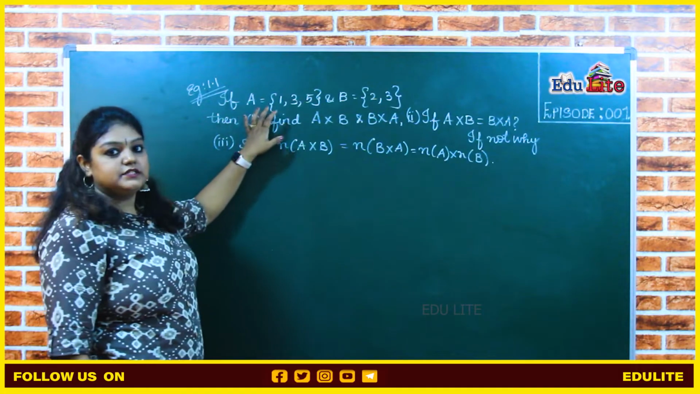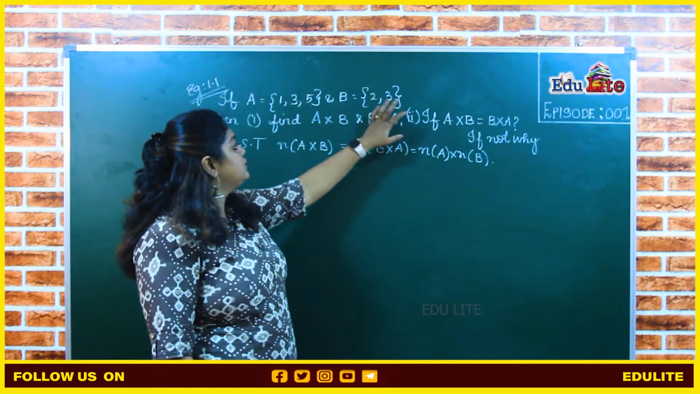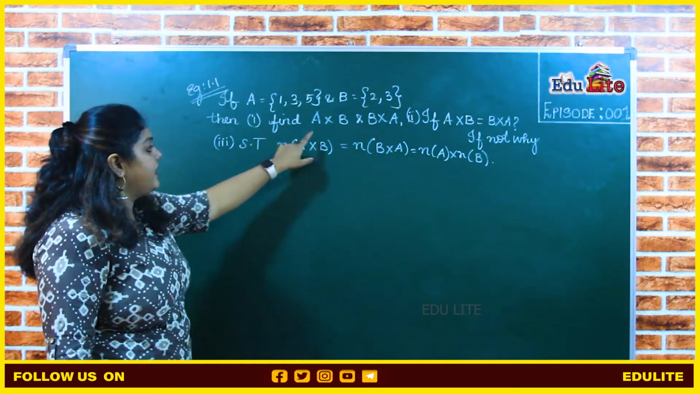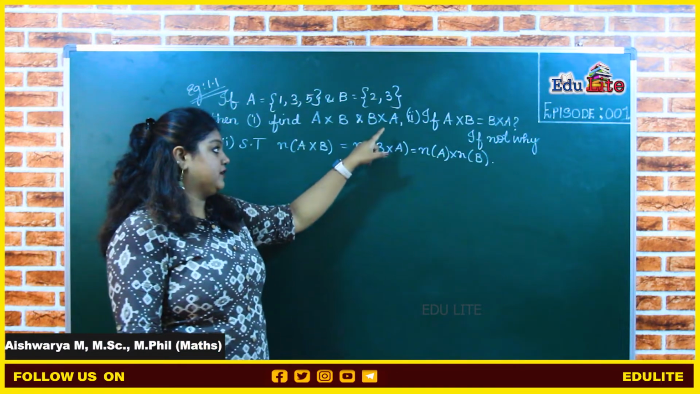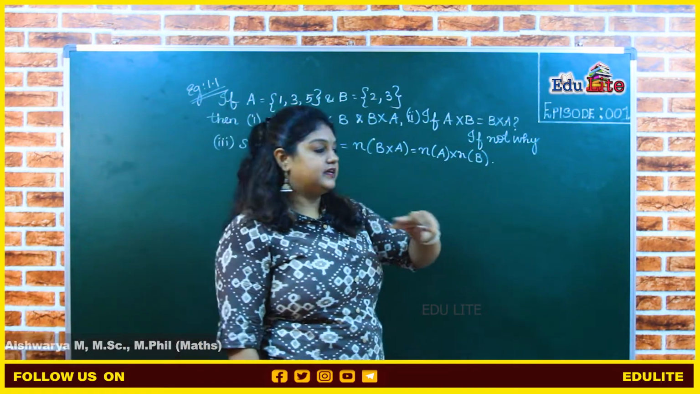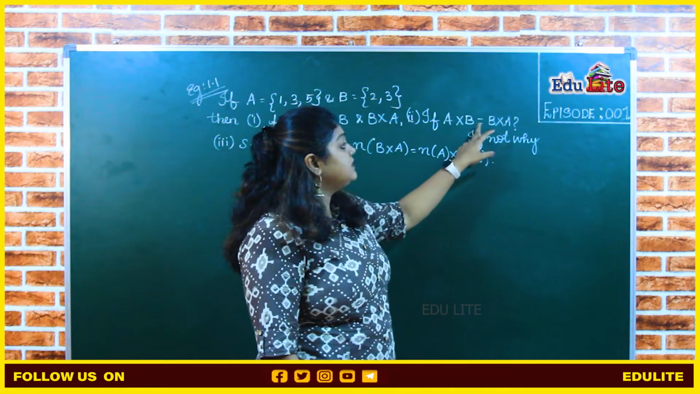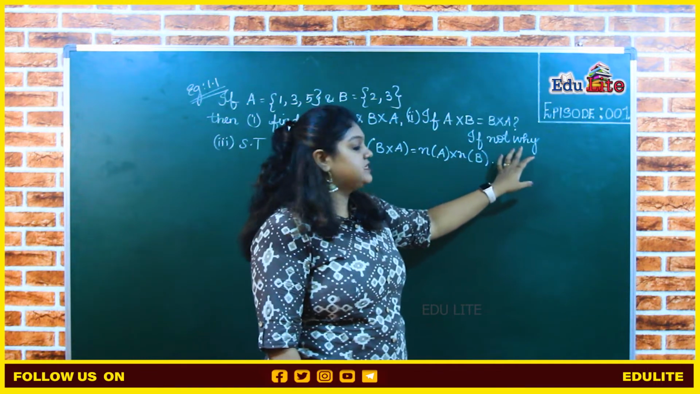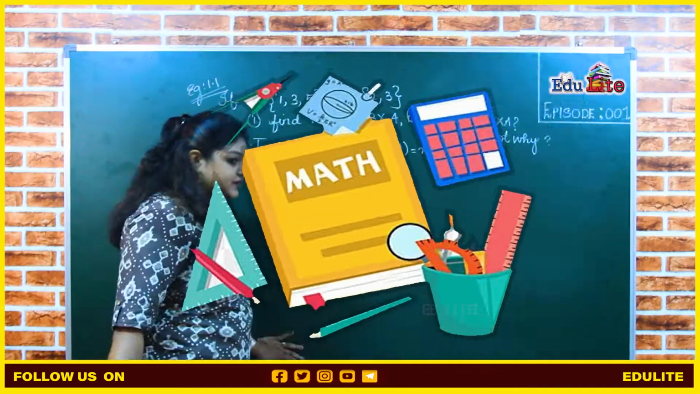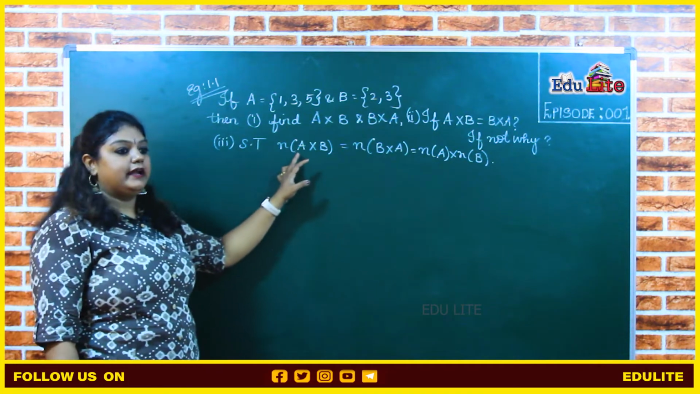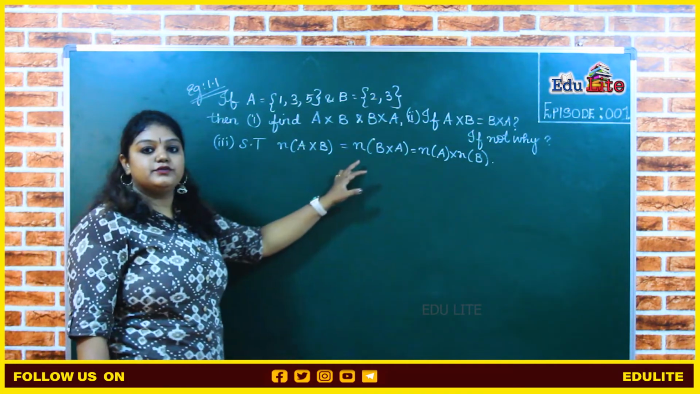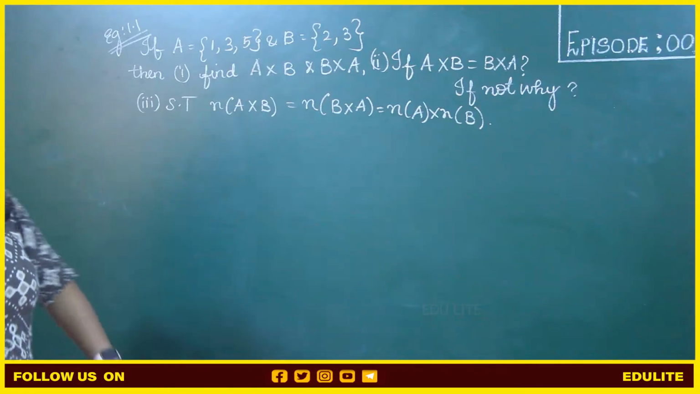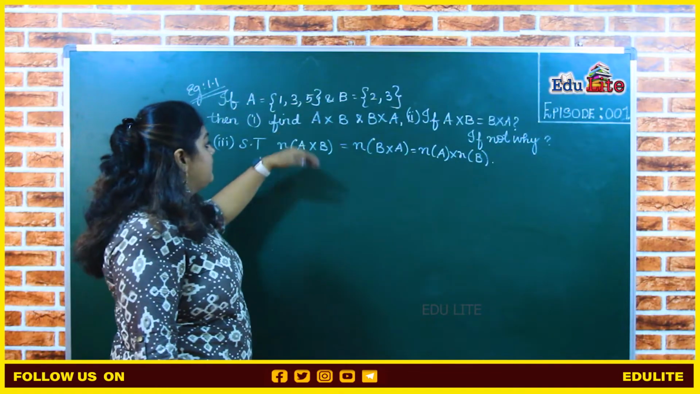For example, A equals {1, 3, 5}, B equals {2, 3}. We have to find three things for this problem. First, we have to find A cross B as well as B cross A. The second thing we have to find is whether A cross B is equal to B cross A. If it is not equal, then we have to say why it is not equal. Third, show that n of (A cross B) equals n of (B cross A) equals n of A times n of B. We'll do this problem one by one.